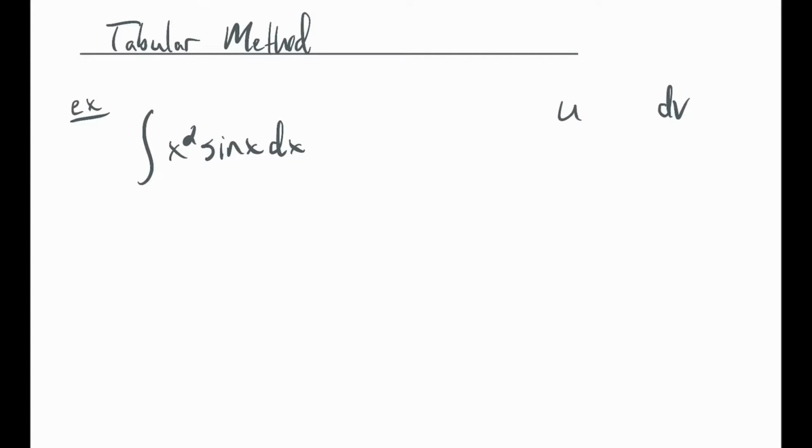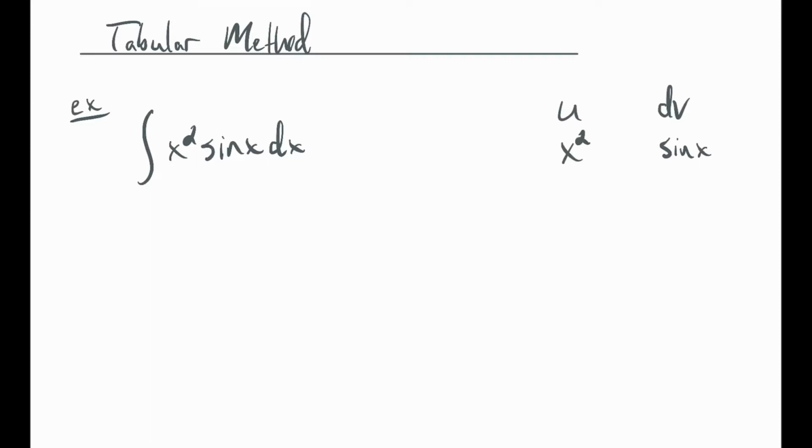So I'm going to write the thing that I would call u, and the v part of dv, over in those two columns. So x squared goes here, and sine x goes here. I don't need to worry about the dx. I just don't need to.